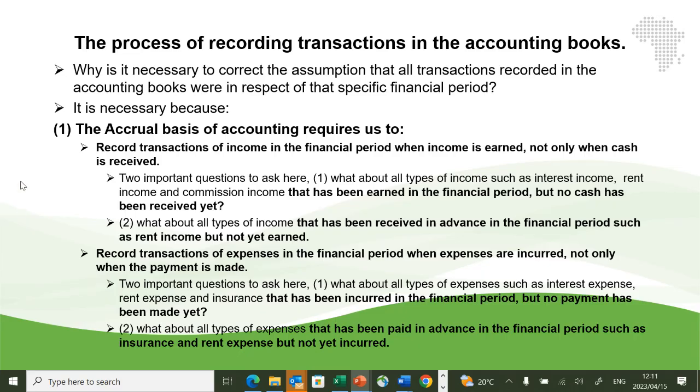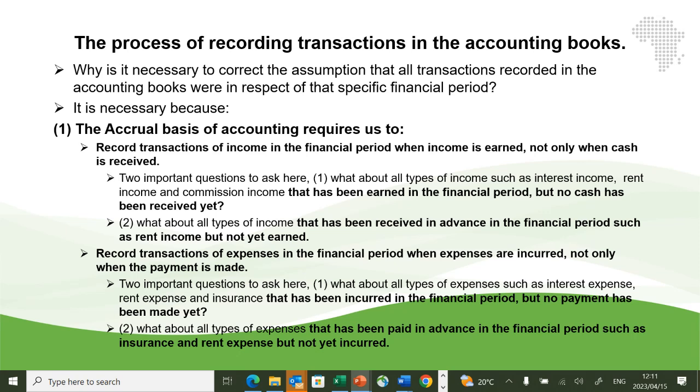So you will notice that accrual basis is demanding us to record the transaction of income in the financial period when income is earned, not only when cash is received. Then we need to ask ourselves, did we earn this 15,000 rand for 15 months? The answer is that we will have earned only 12,000 rand, because 12 months fall into the current financial period. And what about the 3,000 rand that we've also received?